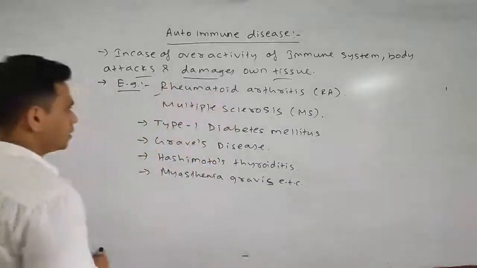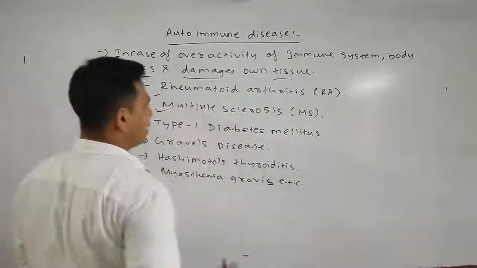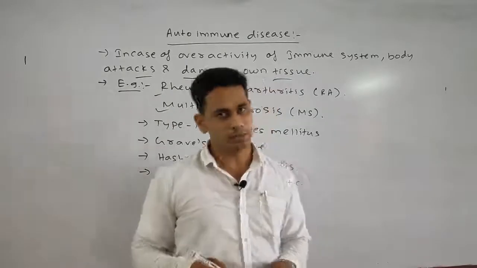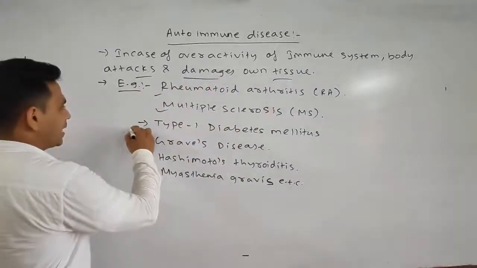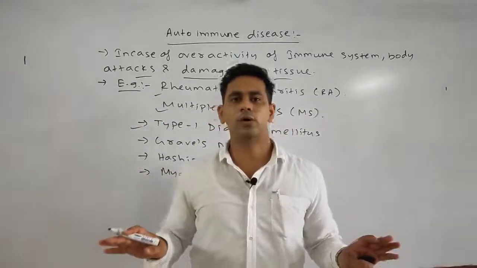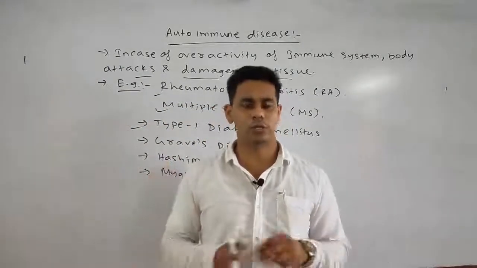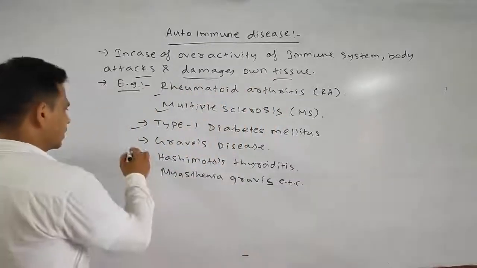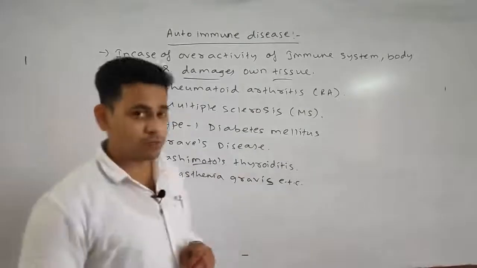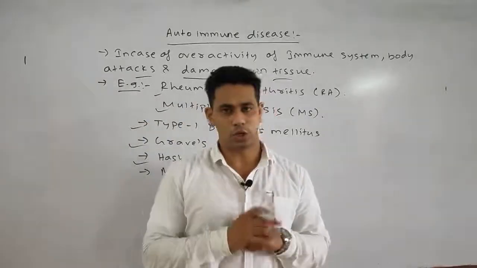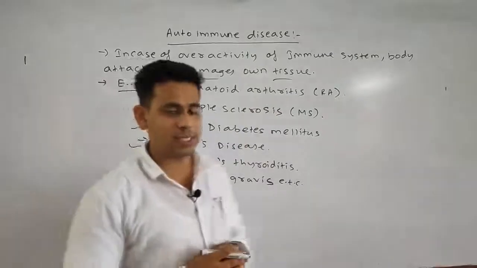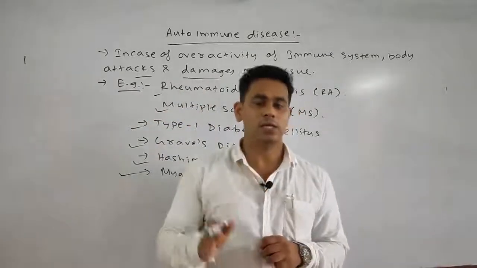Okay, next, multiple sclerosis. This is a brain disorder, or we can say a nervous system disorder. Next, type 1 diabetes mellitus, in which no insulin is formed, or a very low amount of insulin is formed. Next, Graves' disease, or Hashimoto's thyroiditis, which are thyroid disorders. And lastly, myasthenia gravis, which is a voluntary muscle disorder.